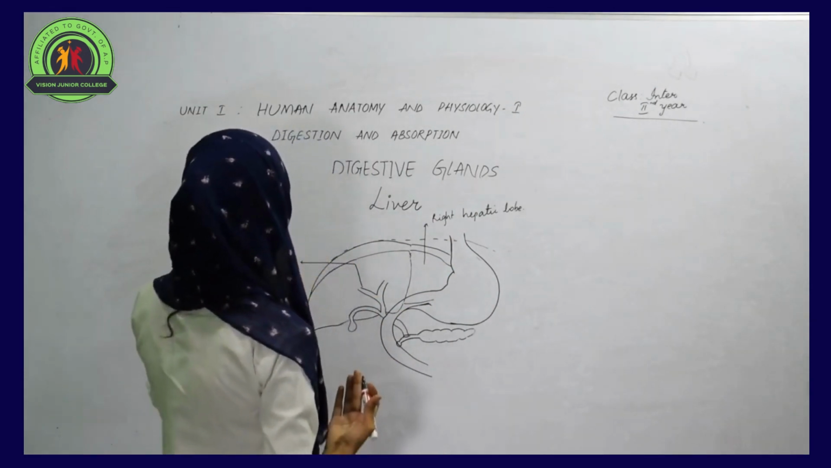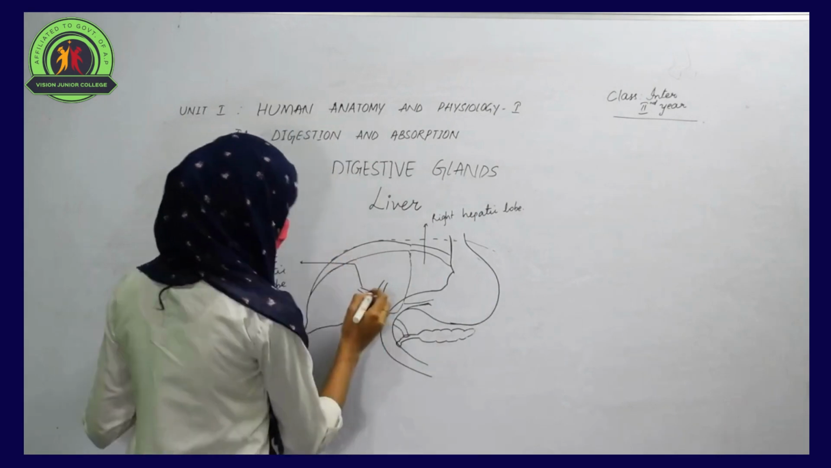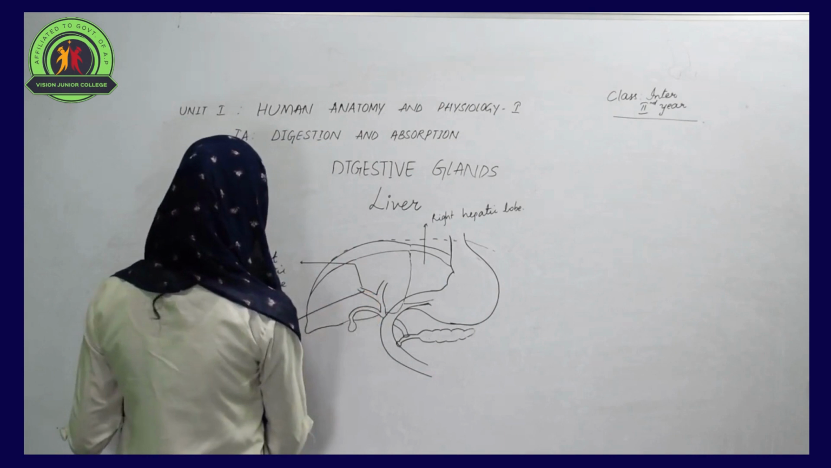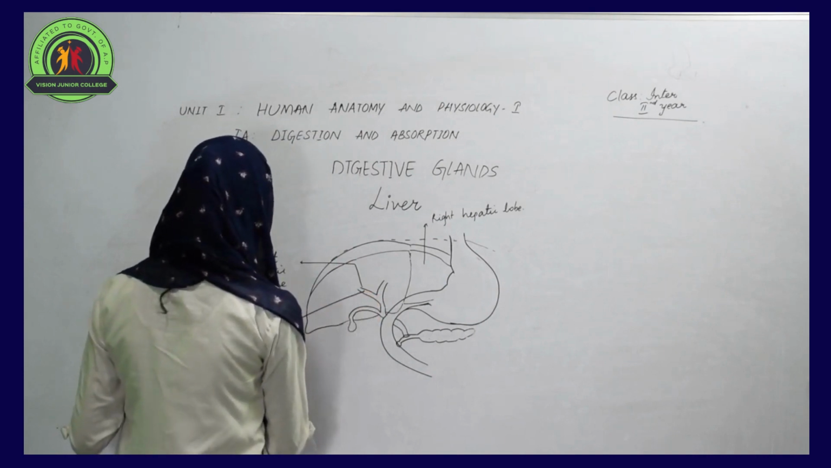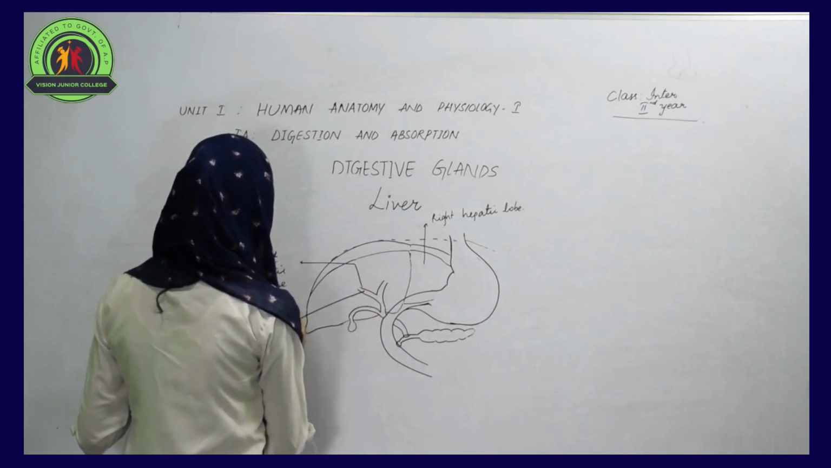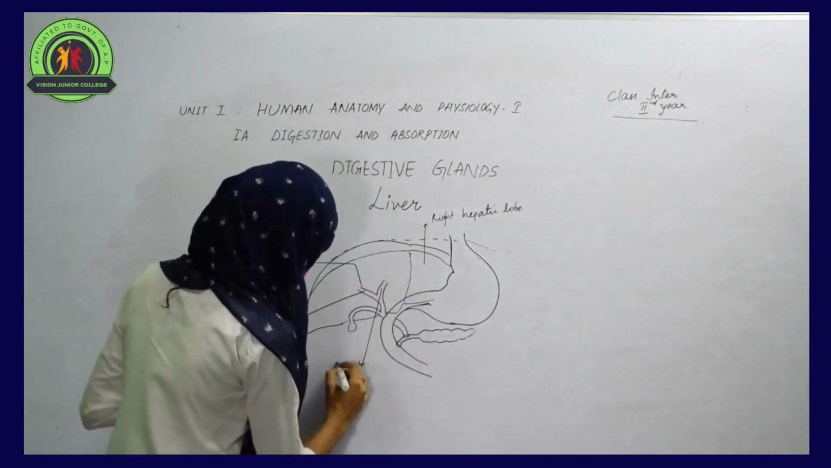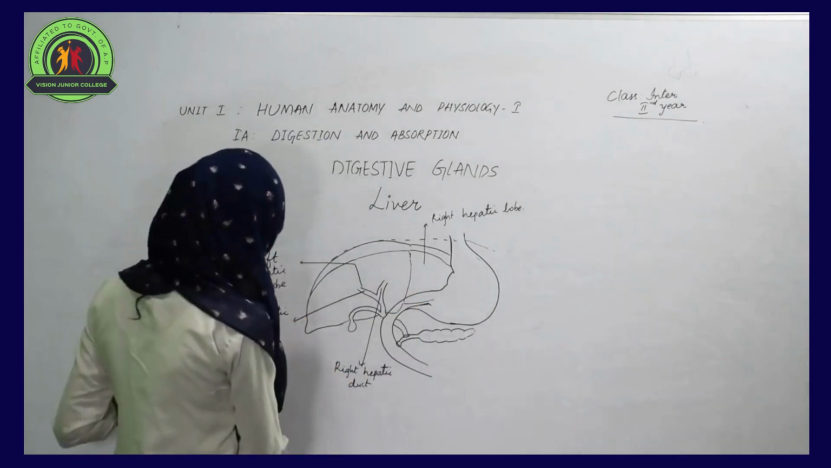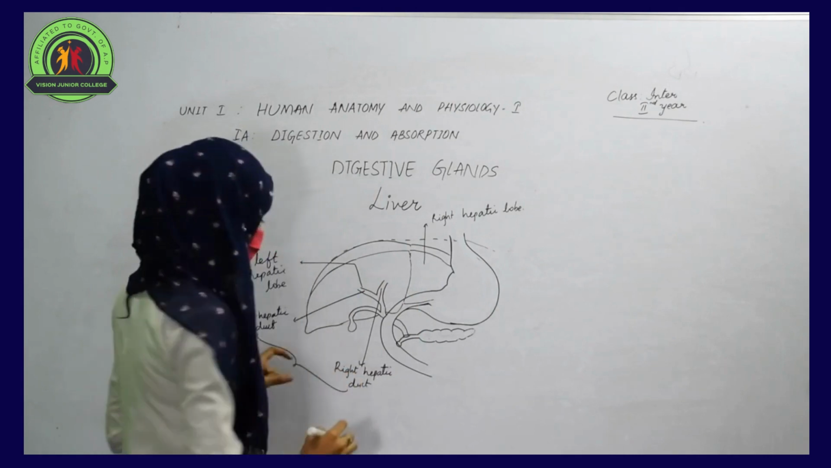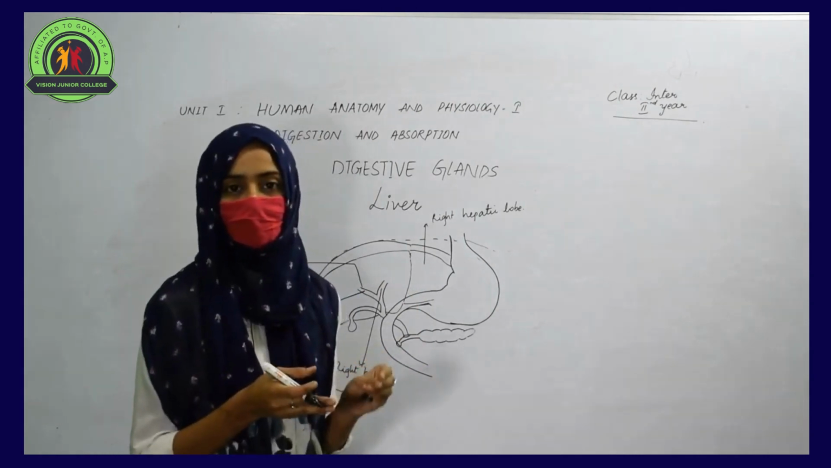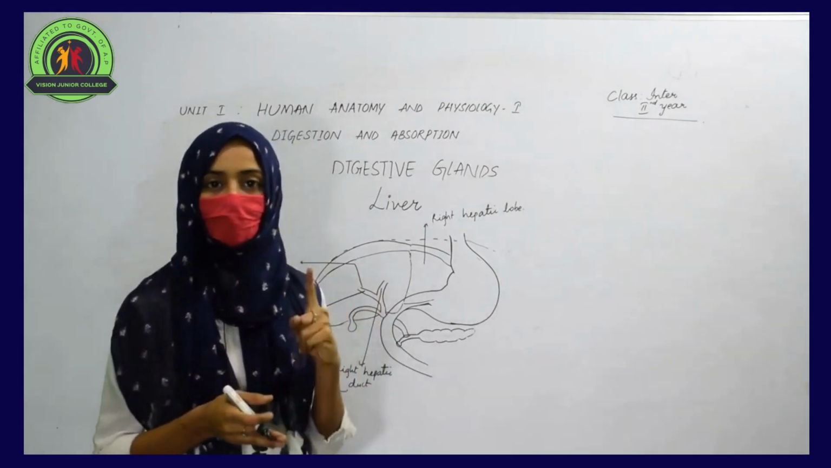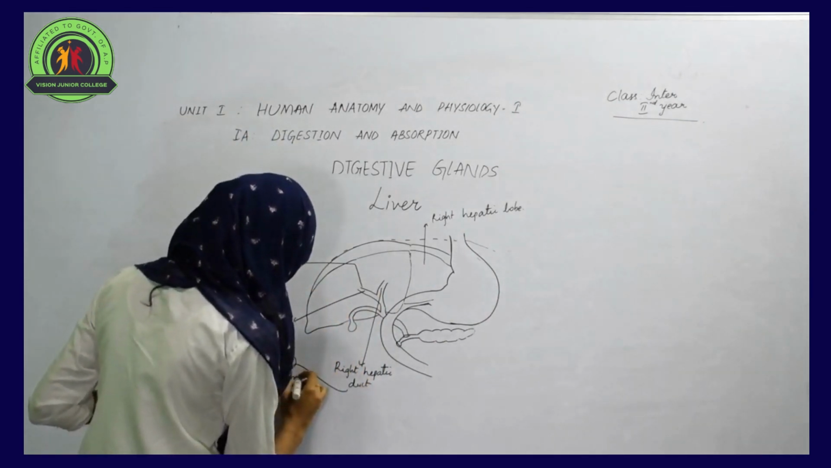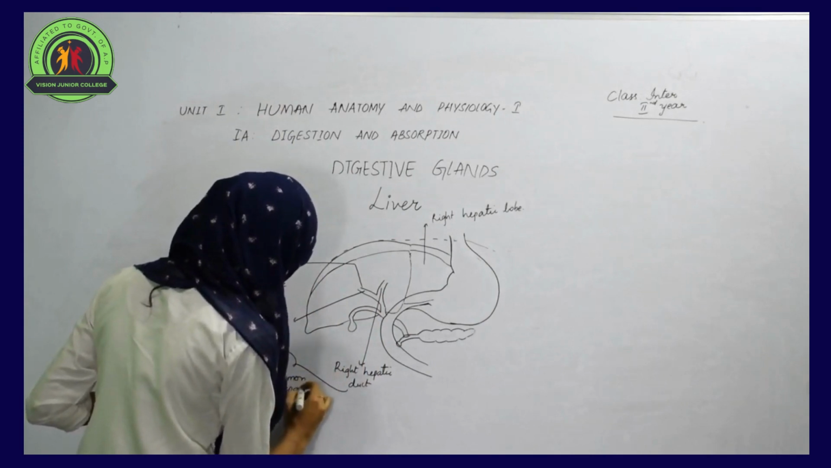Based on the position, left and right, this shows the presence of two main ducts. The first one is the left hepatic duct, and this one is the right hepatic duct. When both these ducts, the left hepatic duct and right hepatic duct, join, they form one common duct, and we call that duct the common hepatic duct.